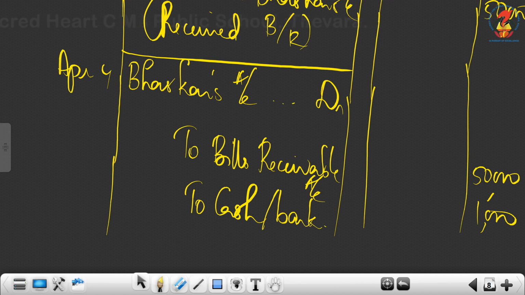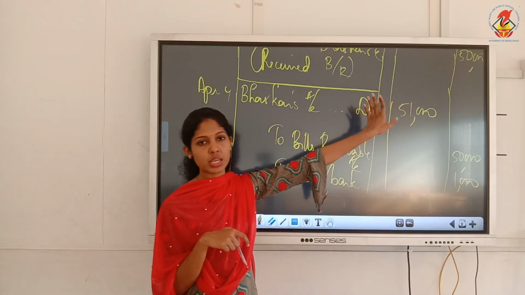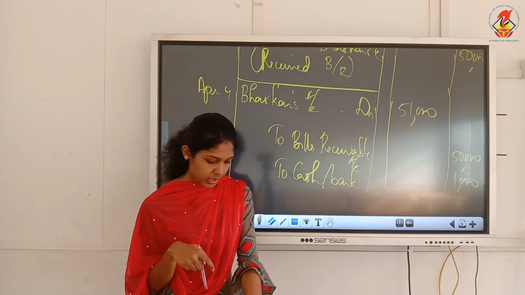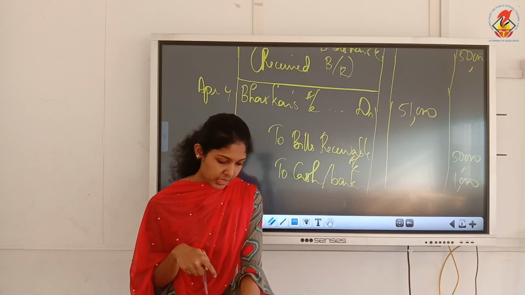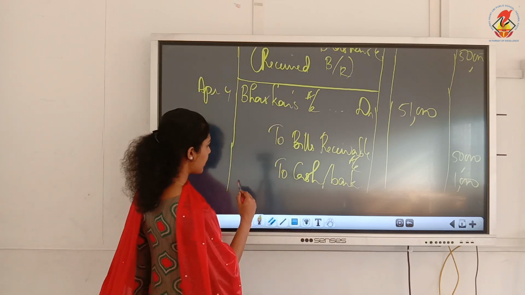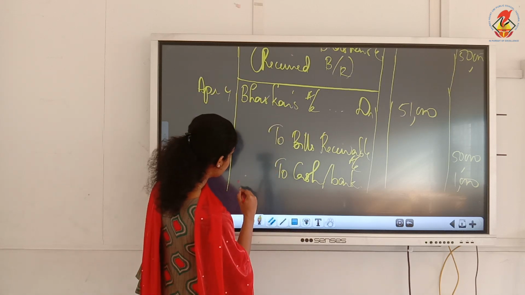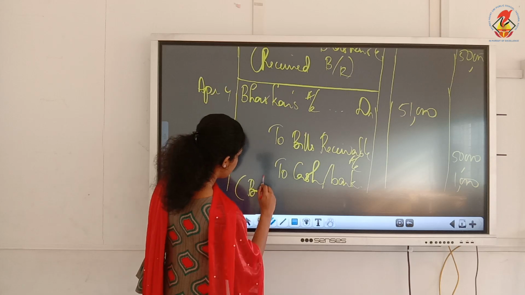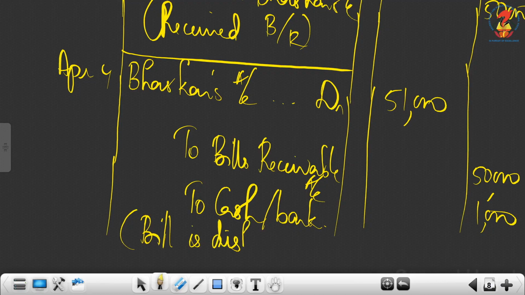So all together you should write for Bhaskar's account, it is 51,000. The total of debit and credit must be equal. So just add these two, write the amount in the debit side. Then we have to write in the books of Bhaskar also, that is drawee's book also. So we will start writing. You can write narration as bill is dishonored.